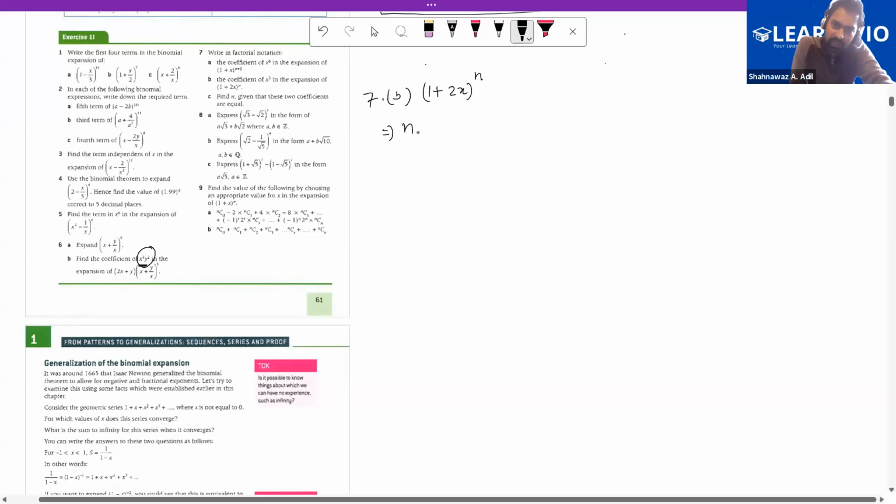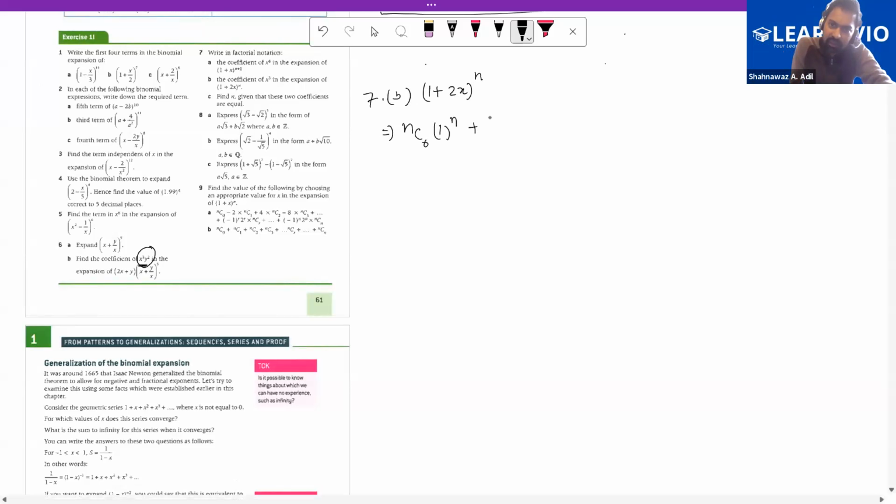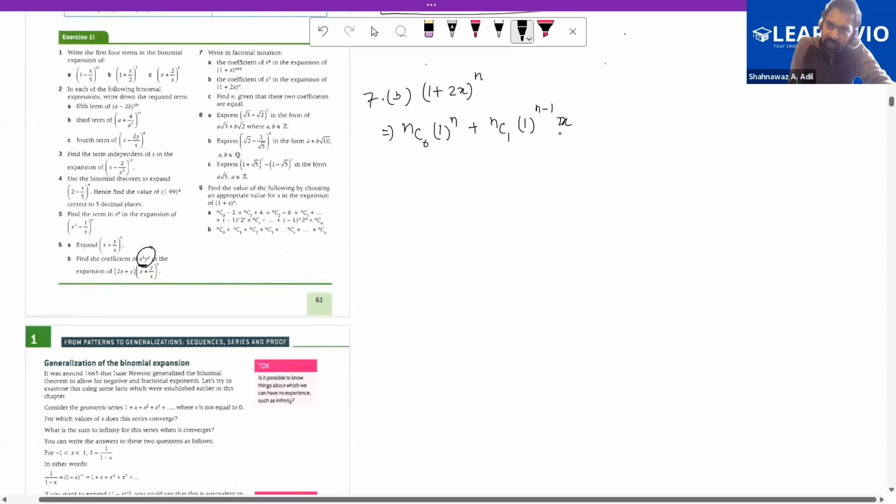So the first term is nC0, right? And then 1 to the power n. The second term is nC1 and 1 to the power n minus 1, and you have 2x. And then the next term is nC2, 1 to the power n minus 2, and then (2x) squared. And then this is the term that we want: 1 to the power n minus 3 and then (2x) cubed, right? So this is the term which gives us x cubed, right? So let's take this term nC3 and 1 to the power n minus 3, whatever power one has, that would be 1, right?